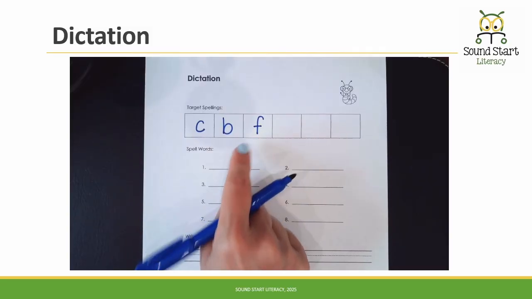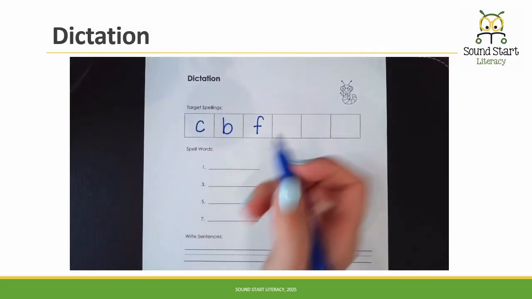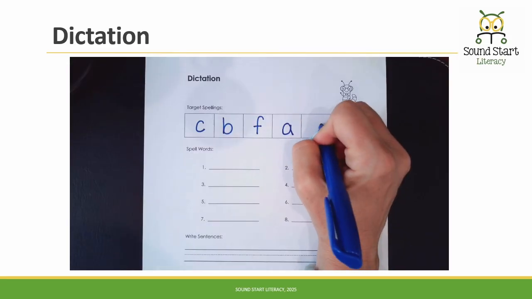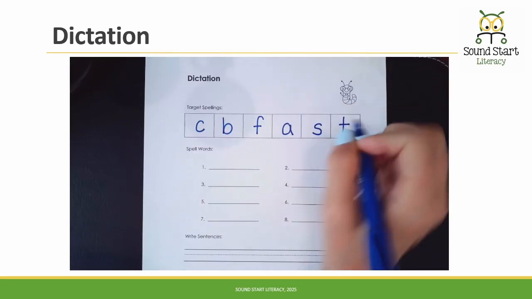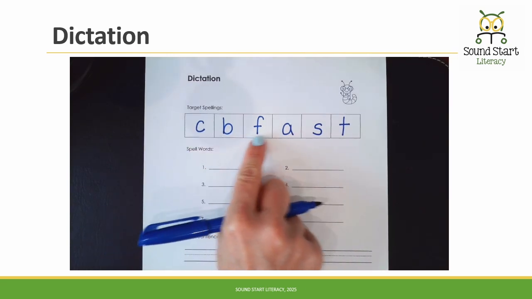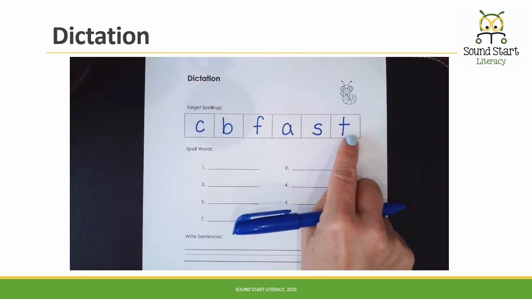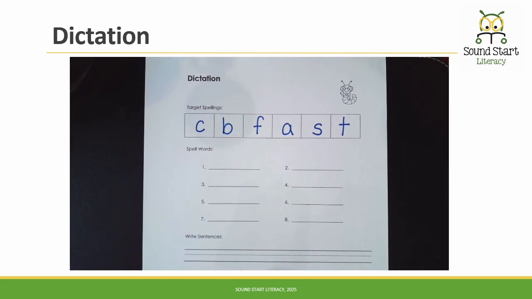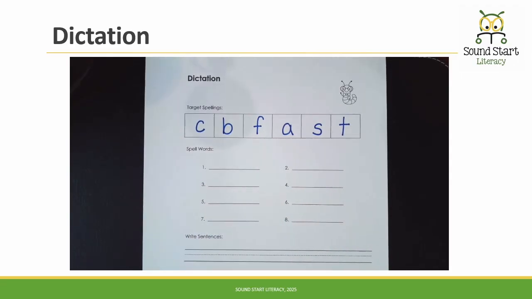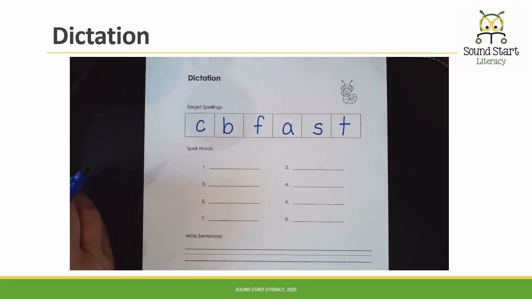If you have a student who's really struggling, what you could do instead is you could give the child the letters, the target spellings, and ask the child to read them back. K, B, F, A, S, T. And that would just be a warm-up, a retrieval practice to get them ready for the spelling that they're going to be doing. Okay? So we have a couple different ways we can go about that. And it's going to depend on the level of the student you're working with.